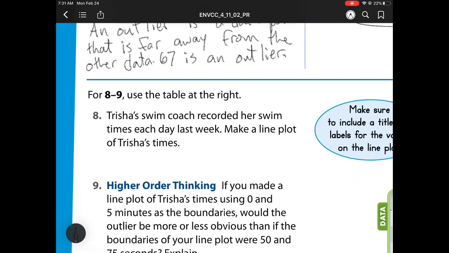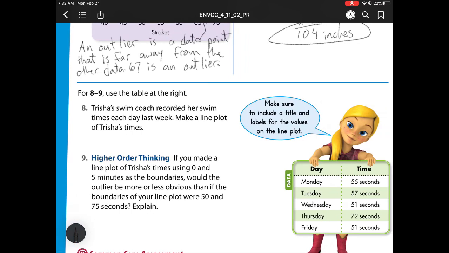Number 8, use the table at the right. Trisha's swim coach recorded her swim times each day last week. Make a line plot of Trisha's time. So here I have a line plot. And it says be sure to include a title and labels for the values in the plot. Well, here my label down here is going to be my time because those are the numbers I'm working with. And I see I go from 50 all the way to 72. So I'm going to do 50 and then count by 5.